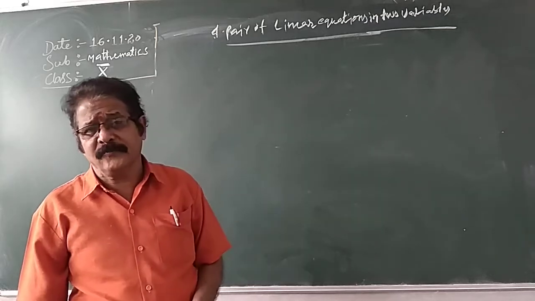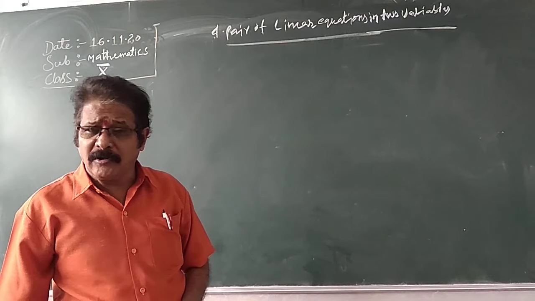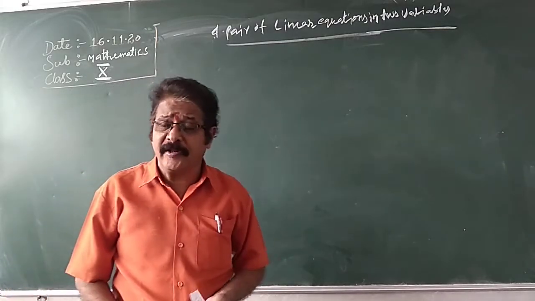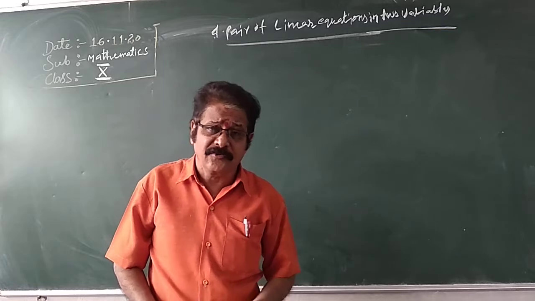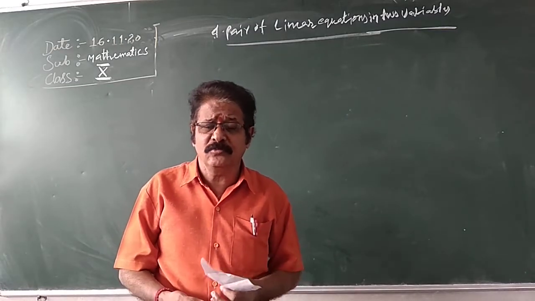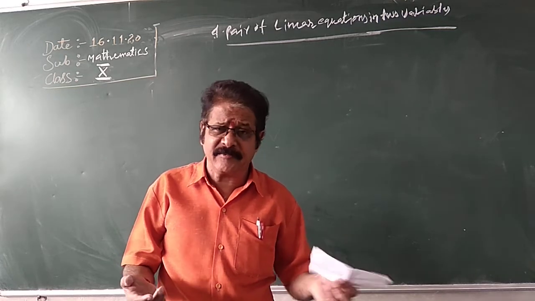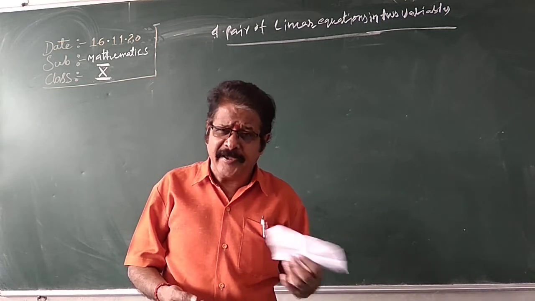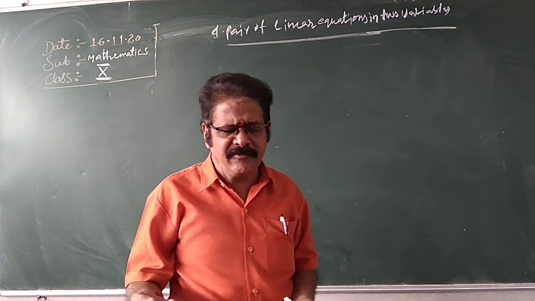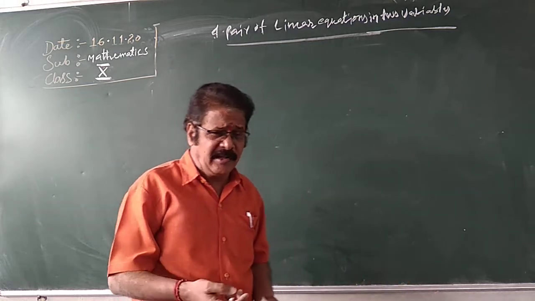Good morning. So we have completed the polynomial chapter, and after that we started pair of linear equations in two variables. In the last class we discussed that pair means two. The general form of a linear equation in two variables is ax plus by plus c equals 0. The pair of equations means a1x plus b1y plus c1 equals 0, a2x plus b2y plus c2 equals 0. I told you in the last class.